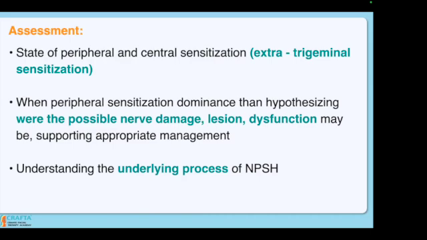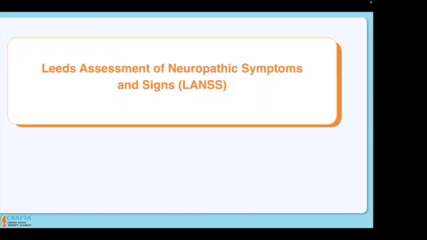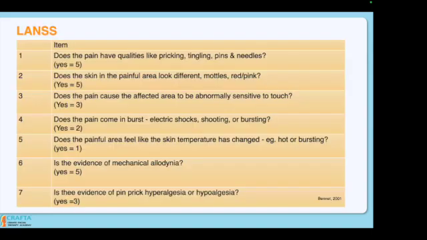I think what is important in this case is that we understand the underlying process of an MPSH. So again, think about the 4 clinical features that I showed you in the previous slides, so that we know, okay, probably this is an MPSH. But of course, it's not always easy to say, hey, it's more this or it's more that. So we have a very nice questionnaire here, and that's the LANSS questionnaire. The LANSS stands for the Leeds Assessment of Neuropathic Symptoms and Signs. I have an example here in the next slide.